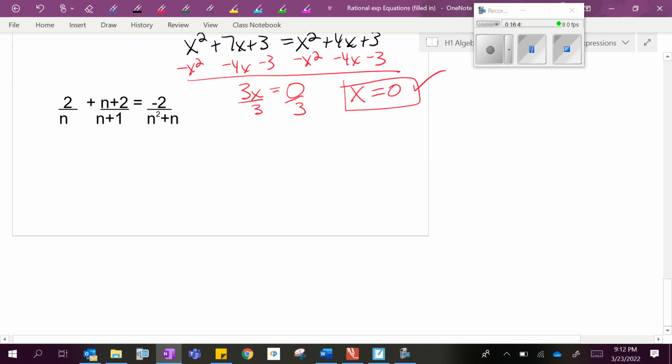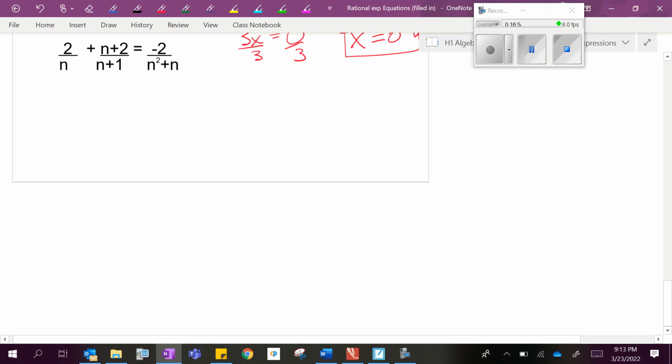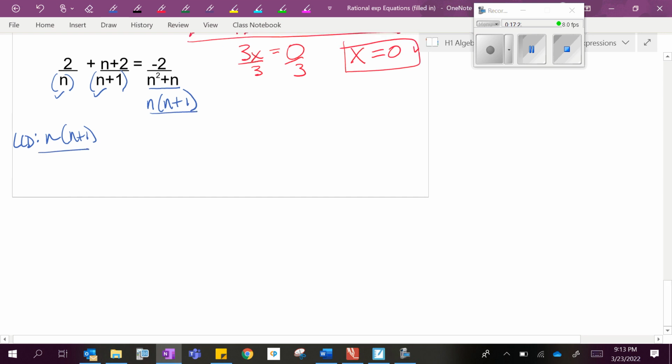All right, let's try one more. So we look at this one. Again, first let's factor everything. N is as simple as it can get. N plus 1 is factored. To factor this, I can take out n, so I get n times n plus 1. So when I build my common denominator, I need an n, I need n plus 1, and then for this one, I need both of those, and I have them. So this is my common denominator.